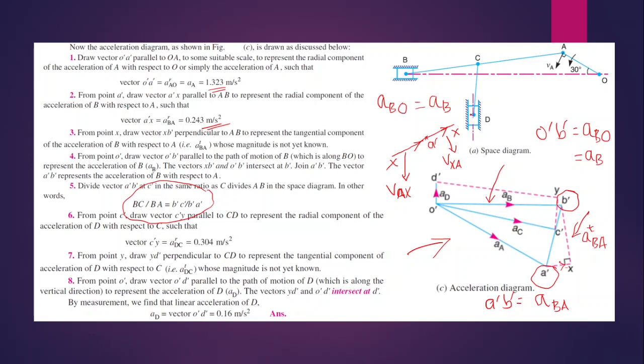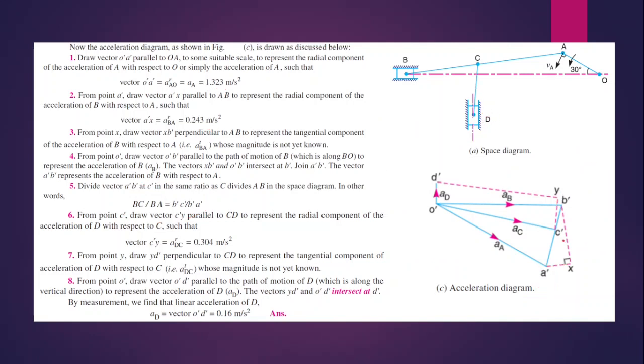The next, how to find out the acceleration of D? Here, after finding out this point C dash, we can draw the tangential component of acceleration of d with respect to c, and radial component of acceleration of d with respect to c.